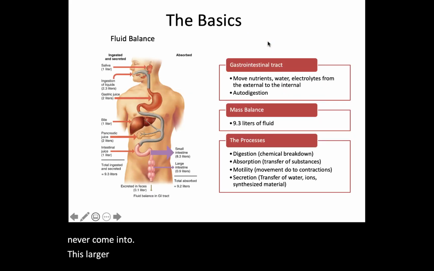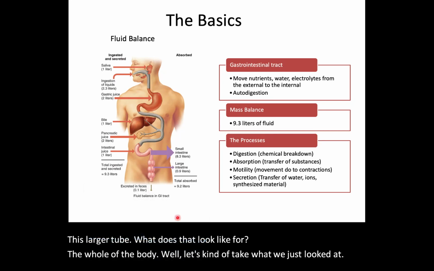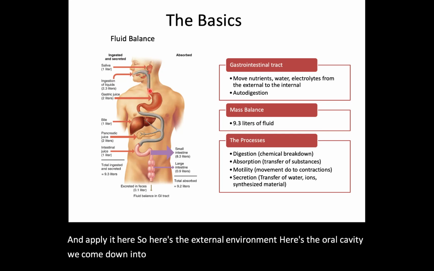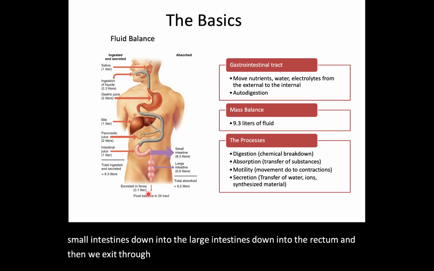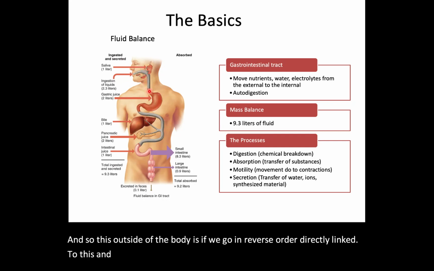So what does that look like for the whole of the body? Well, let's take what we just looked at and apply it here. So here's the external environment. Here's the oral cavity. We come down into the esophagus, down into the stomach, down into the small intestines, down into the large intestines, down into the rectum, and then we exit through the anal canal. And so this outside of the body is, if we go in reverse order, directly linked to this, and it's linked with this tube.